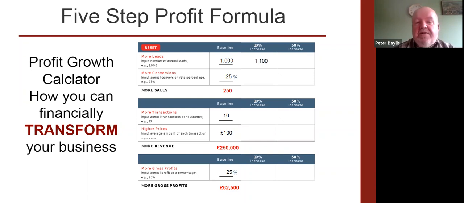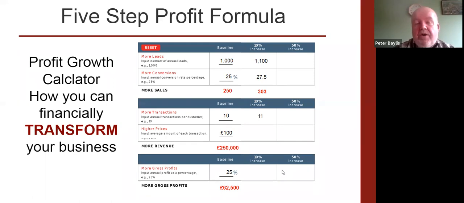Now, with a 10% increase, you'll go to 1,100 leads. So we look at strategies to get more leads. We look at strategies to get more conversions. Put the leads up to 1,100. Put the conversions up to 27.5%. And that gives you sales of 303.